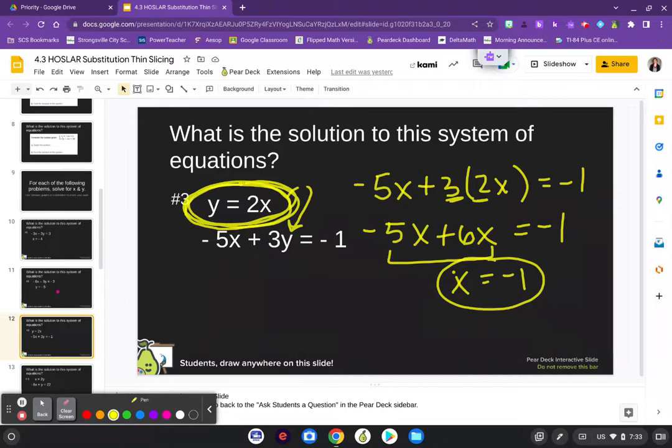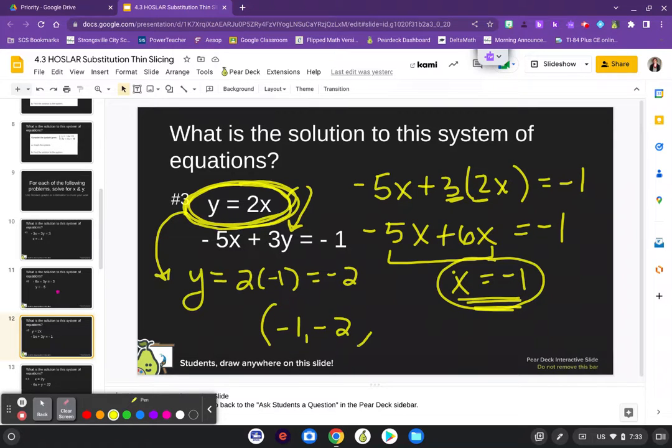In the other examples, I was just given that x was equal to a specific number or y was equal to a specific number. So what I have to do is take this answer of x equals -1, and plug it into this equation in order to figure out what y is. y is -2. So again, my solution, which is that ordered pair, is (-1, -2).